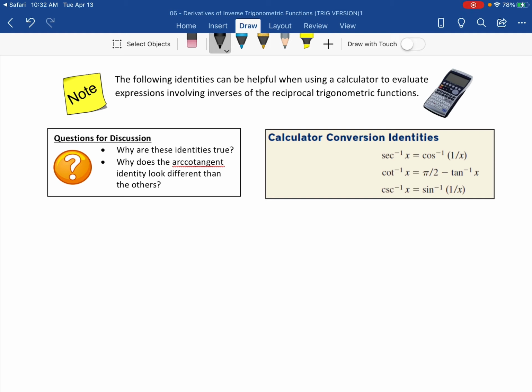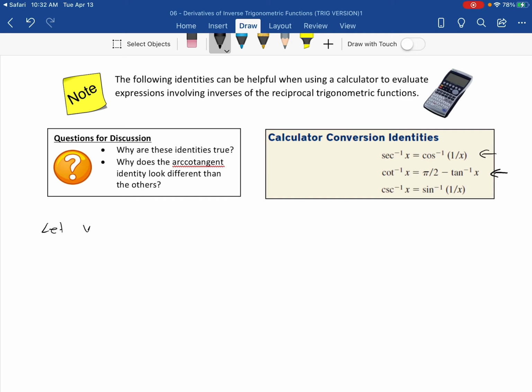It allows you to find, for instance, secant inverse by using cos inverse, but you have to go 1 over x. And if you want to find cotan inverse, you have to go pi over 2 minus tan inverse. So you can always use the calculator button that you have and just convert them over. And the question is, where do these come from? So I'm going to develop that. Let me do one of them here.